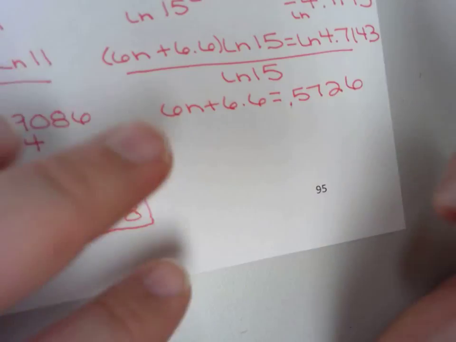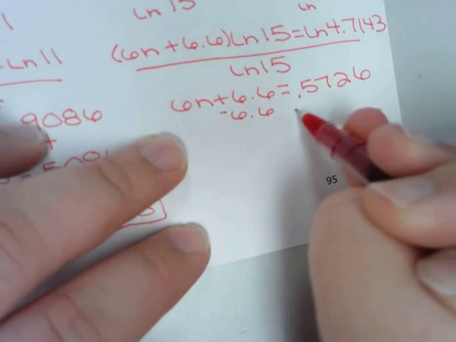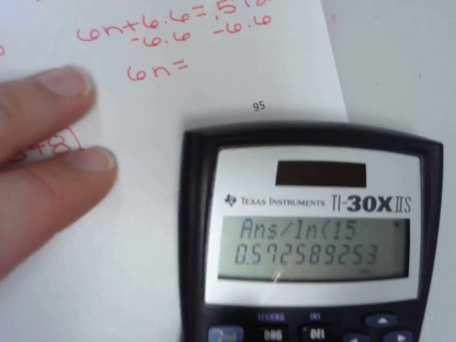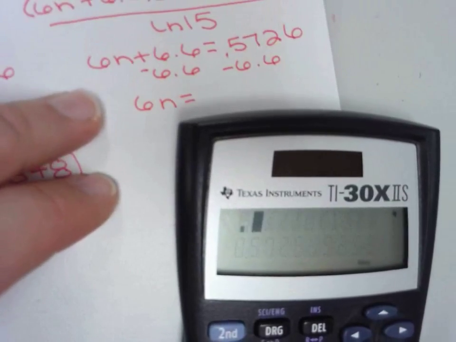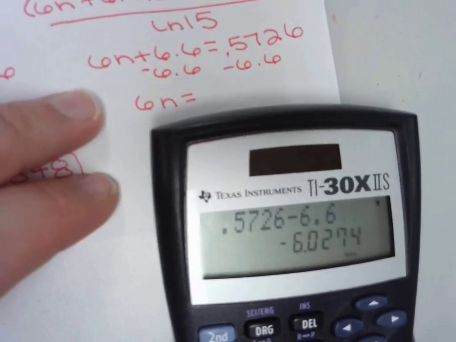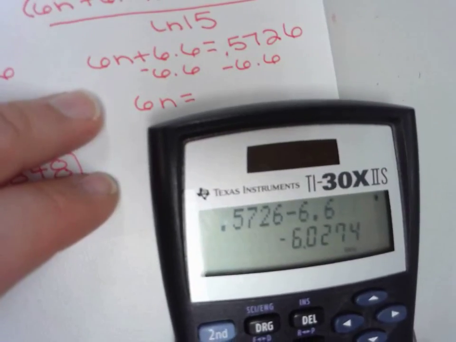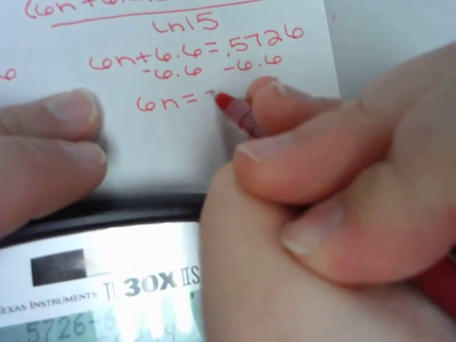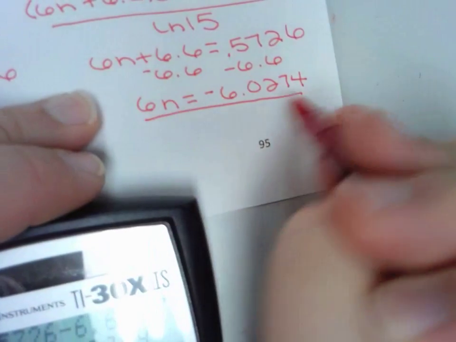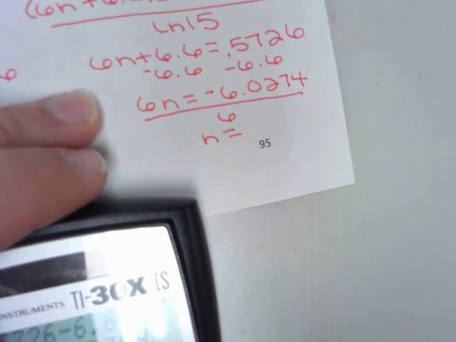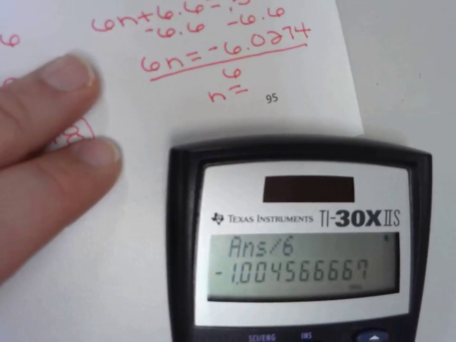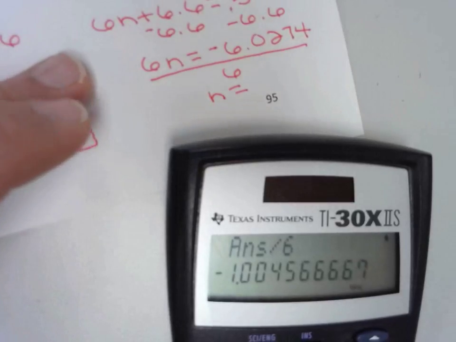So what would I do first? Minus 6.6. Okay, so 0.5726 minus 6.6 is negative 6.0274. Yeah, calculator will be your friend for these. Divide by 6 and it equals negative 1.0046.